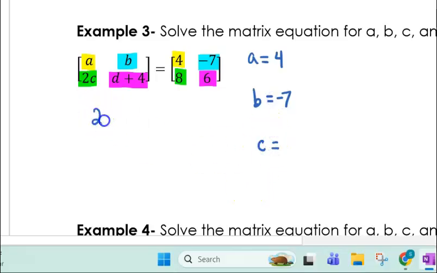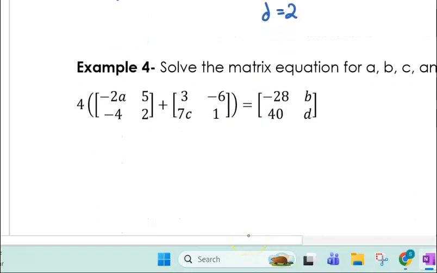On C, you have 2C equals 8. C divide by 2 and you get 4. And on D, you have D plus 4 equals 6. You subtract the 4 and you get that D equals 2. And that's your solutions to example 3.